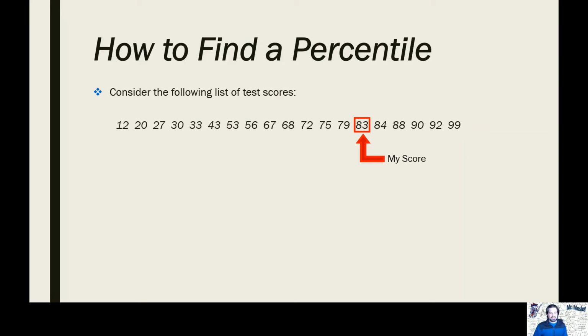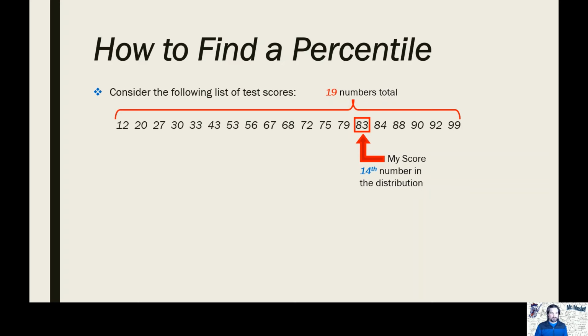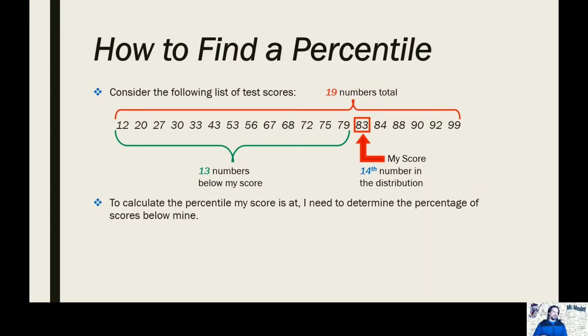Let's suppose that I scored the 83. That's my score. This so happens to be the 14th number in the distribution. 19 numbers total. So there were 19 students who took the test, including me. Because I'm the 14th score, there are 13 scores lower than mine. We need all of these pieces of information in order to determine the percentile that my score is. To calculate the percentile my score is at, I need to determine the percentage of scores below mine. That's why we need this 13 and we need this 19.